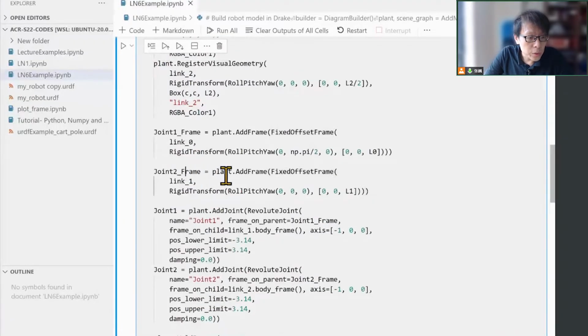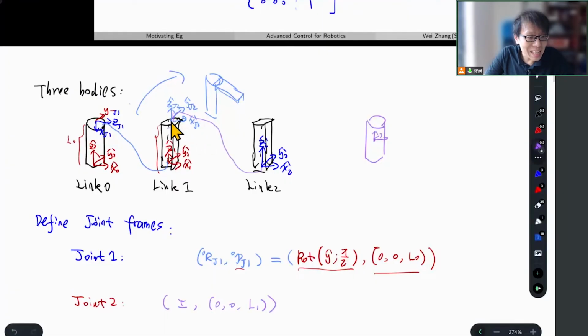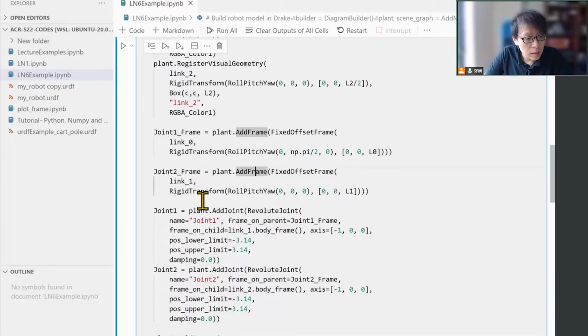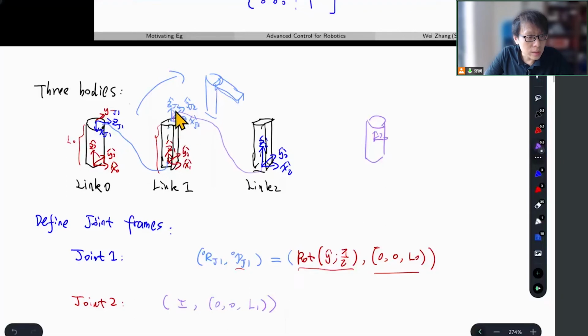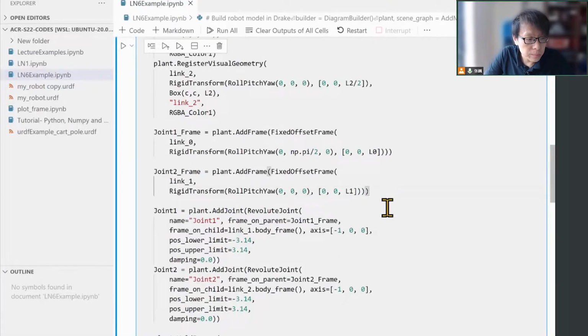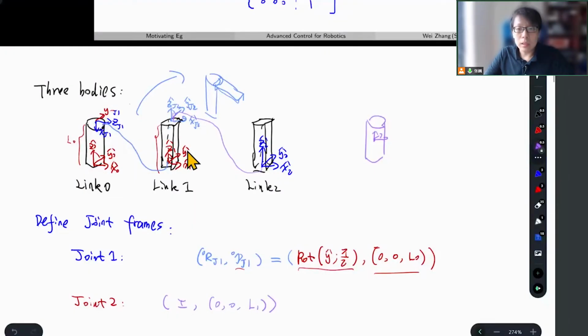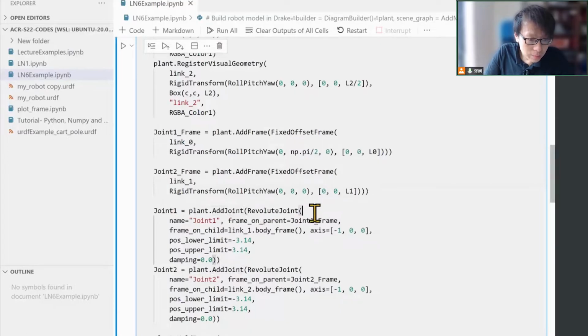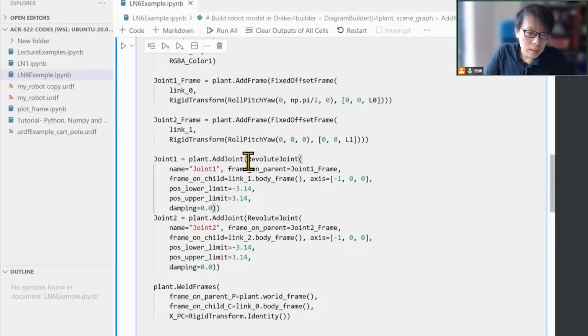And then I can do joint frame 2. Joint frame 2 is attached to body 1, and the orientation is the same, also with displacement along the z direction by L1. Okay, that's this one. So after I specify the frames, now I can connect bodies. Connecting bodies means I add a joint. That's plant.AddJoint, and joints have different types. In this case, it's called a revolute joint, just our rotation type of joint. And this is my joint name.